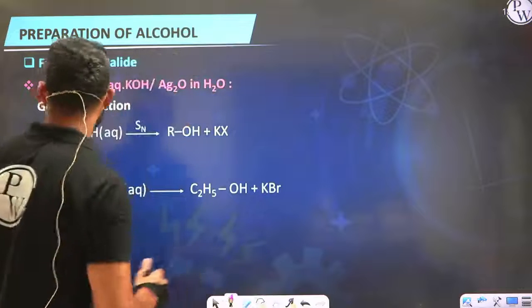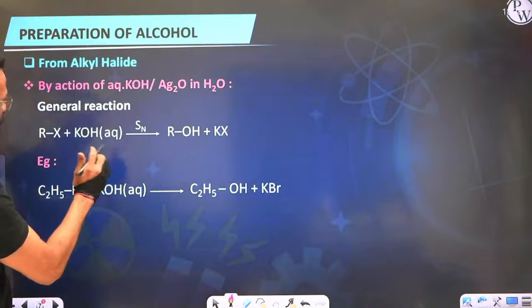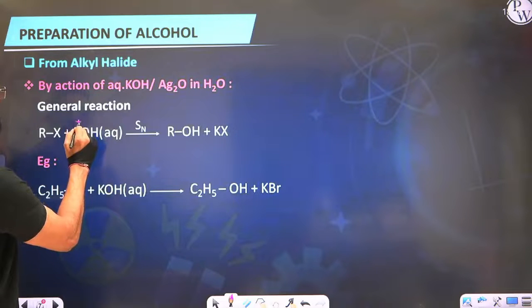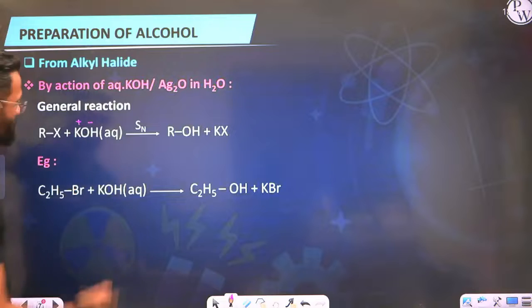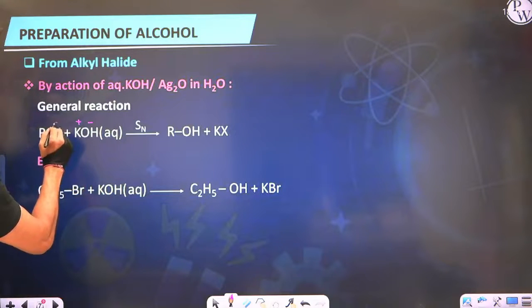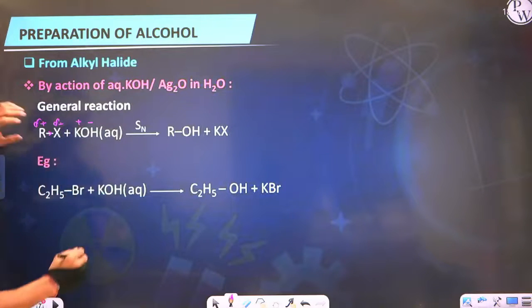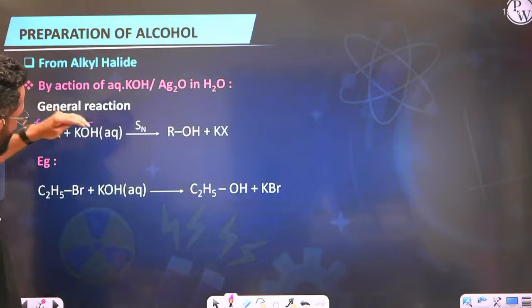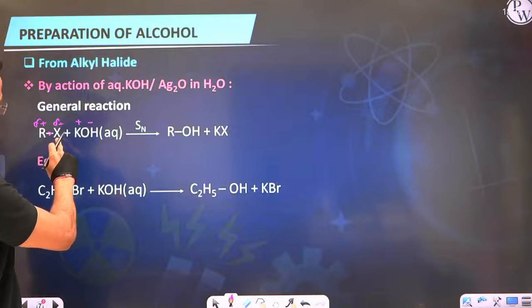So, if you have an alkyl halide treated with aqueous KOH, well, aqueous KOH indicates this is going to dissociate as K+ and OH-. OH- being an anionic nucleophile, across the carbon-halogen bond, X being more electronegative, carbon is going to acquire a delta plus charge, that makes it deficient. So the deficient carbon will be attacked by the OH- with the simultaneous loss of X.